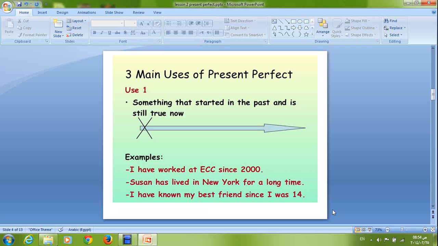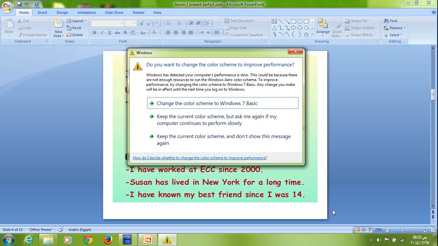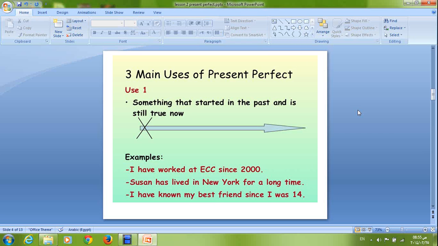What are the uses of the present perfect? Why do we use the present perfect? We said yesterday we use the past simple for actions that happened in the past and finished. So what about the present perfect? Number 1, something that started in the past and is still true now. Something that happened in the past, but it's true. Give me example.